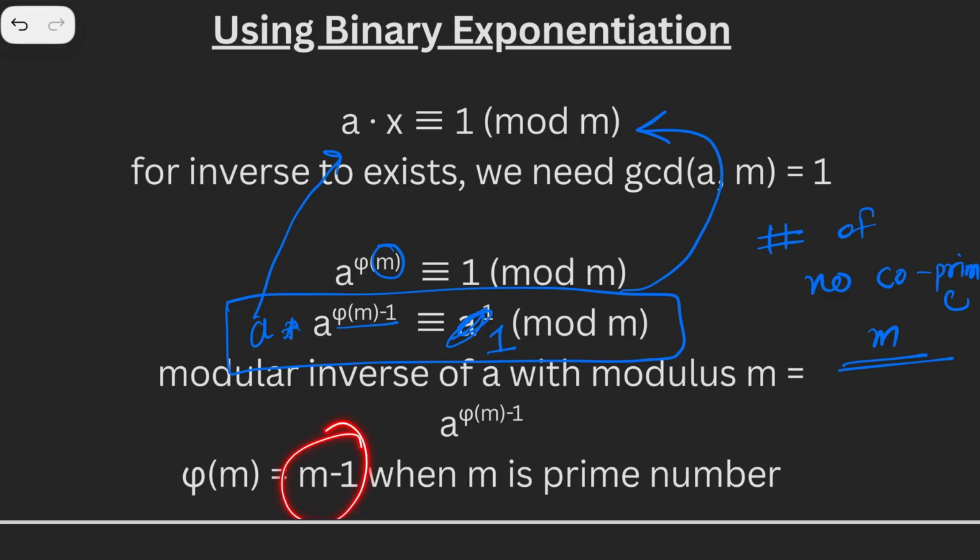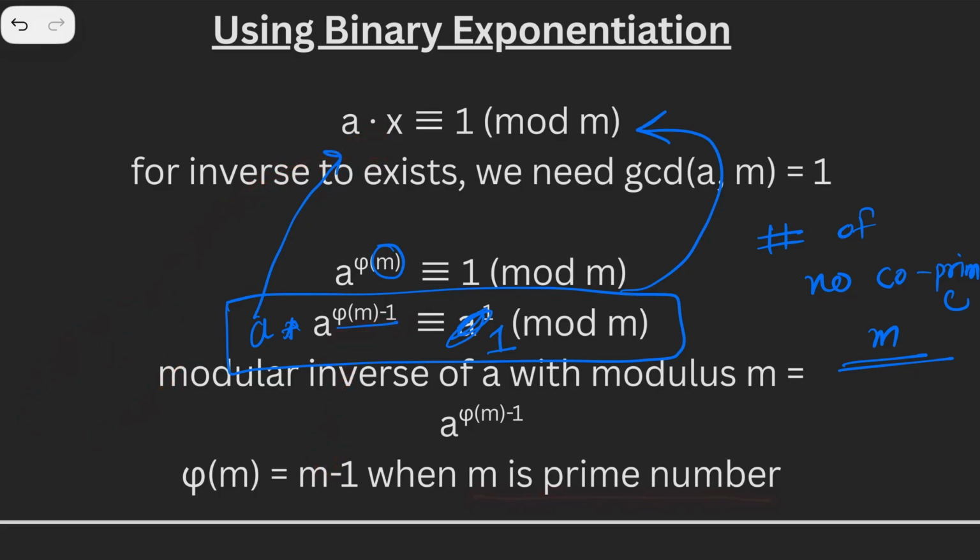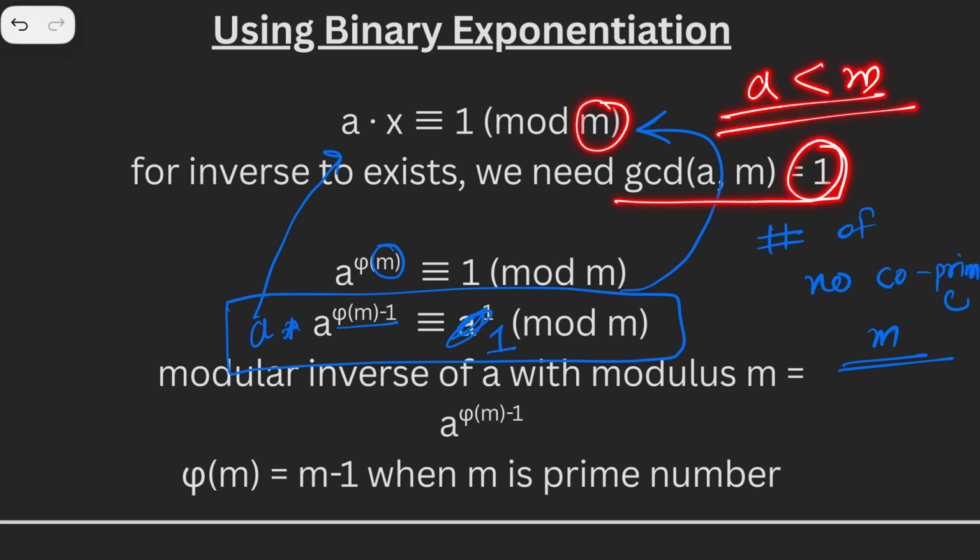So whenever m is a prime number, your value of x is going to be a to the power phi minus 1. Phi is m minus 1, so it is m minus 2. The value of x is going to be a to the power m minus 2 when m is a prime number. See, if m is a prime number, then the GCD of a and m is going to be 1, provided a is less than m, right?